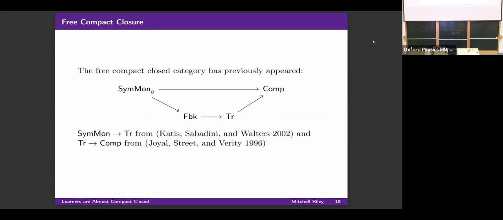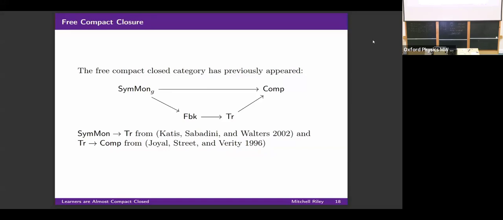All right, so this is not the first time that the free compact closure of a symmetric monoidal category has appeared, because you can get it by composing two results from the literature. We heard about this first one a couple of days ago in Eleanor's talk, where we can go from any symmetric monoidal category to a feedback category. And then over here, we saw this one in Samson Abramsky's talk, the Int construction.